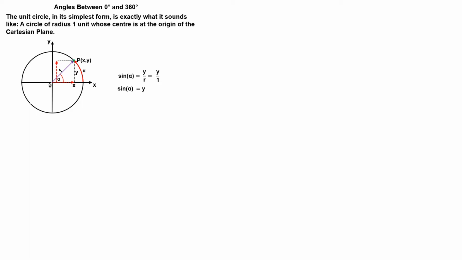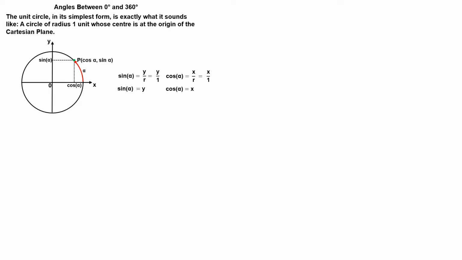Sine of the angle alpha is the vertical coordinate y of this point P. In the same way, we can write that the cosine of alpha is x divided by 1, or simply the cosine of alpha is x, since the hypotenuse is 1. The cosine of the angle alpha is the horizontal x-coordinate of this point P. Therefore, the coordinates of P can be written as P (cosine of alpha, sine of alpha).